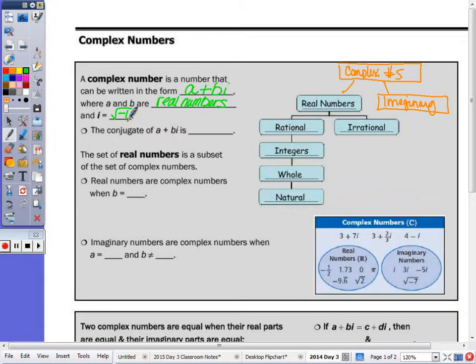Conjugate. We talked about conjugates with irrational numbers, and the irrational is the unit. The conjugate, just to go back, of 1 plus radical 2 was 1 minus radical 2. So the conjugate of a plus bi would be a minus bi.